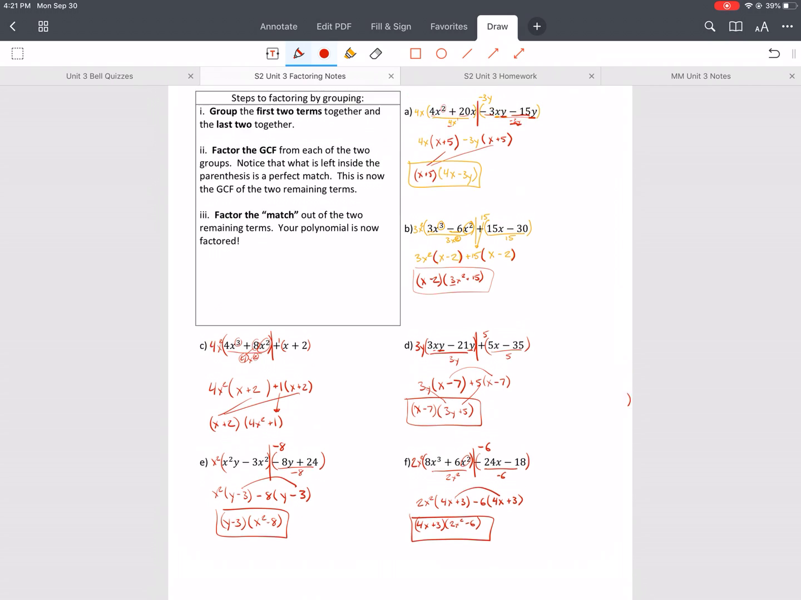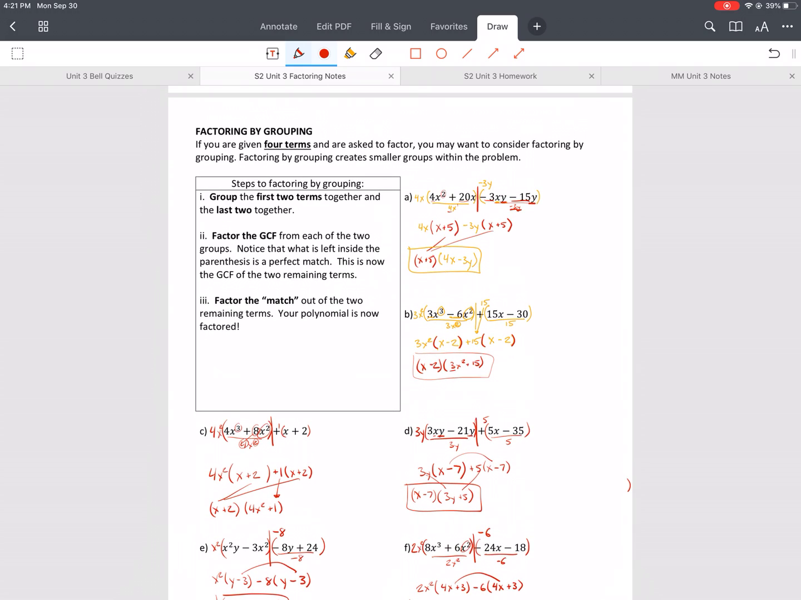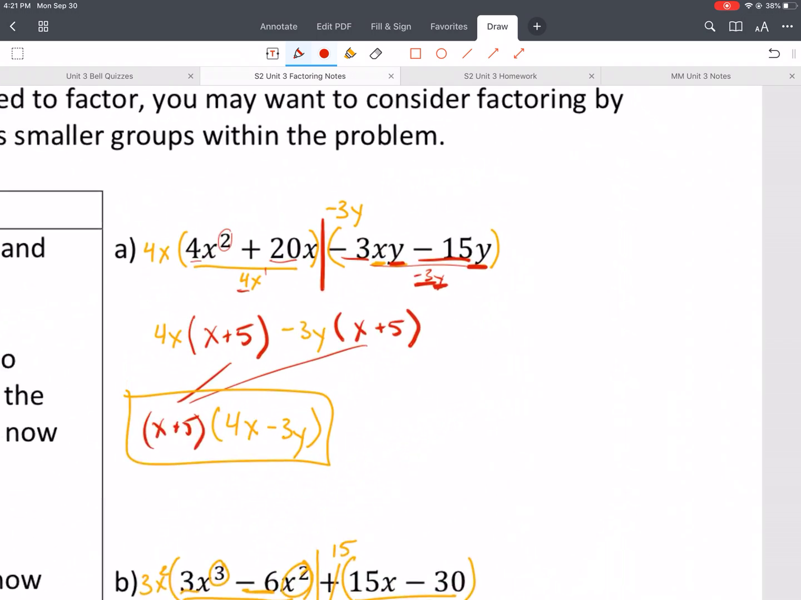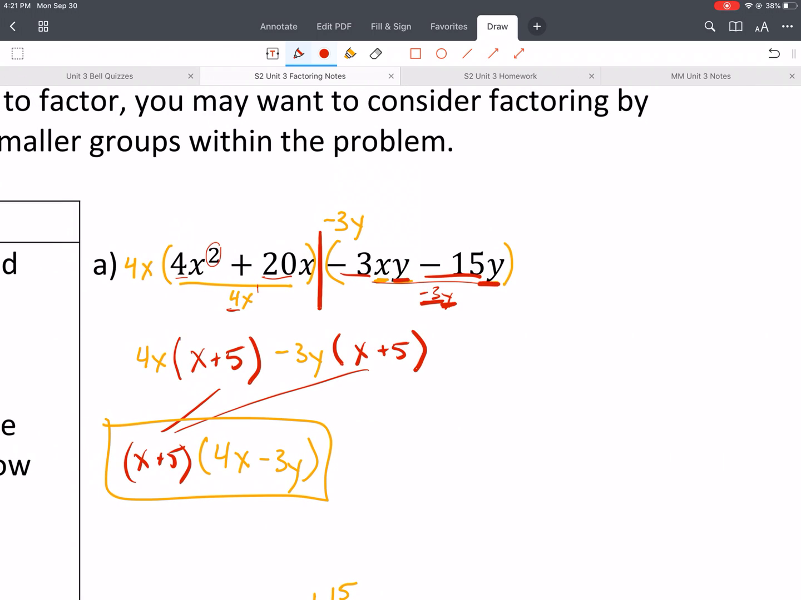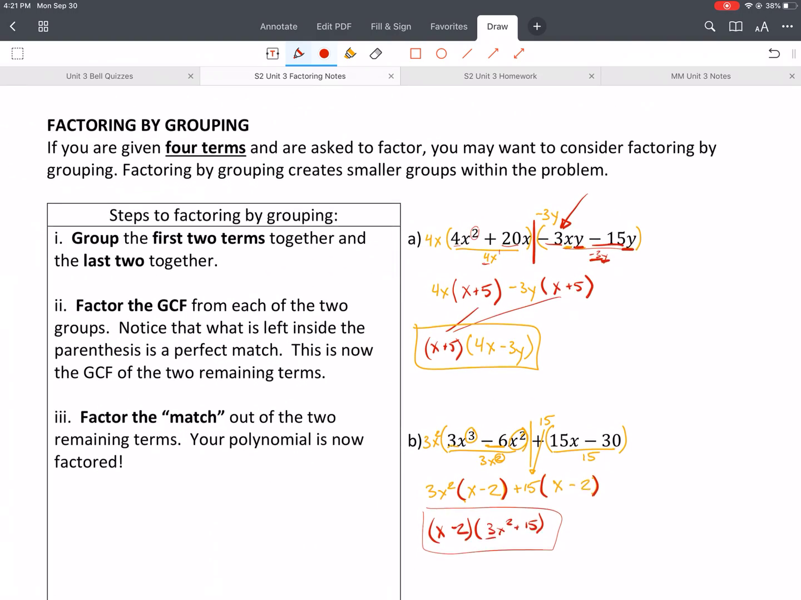So just a quick review. Please always make sure it's in standard form, no matter what you're doing. In future lessons, standard form always applies for everything. And don't forget, if it has a leading negative, like right here, we need to be factoring out the negative as well. Okay? All right, sounds good.